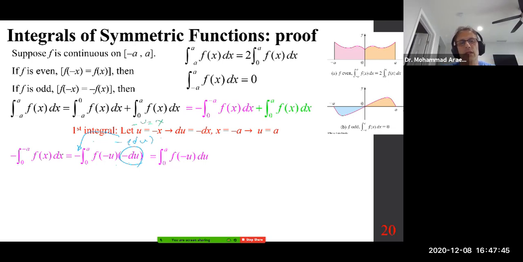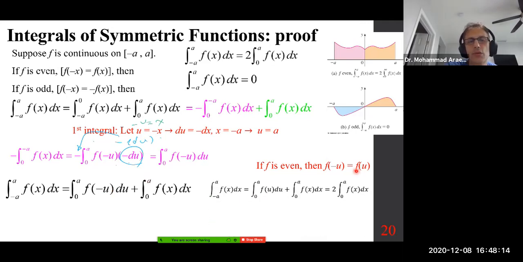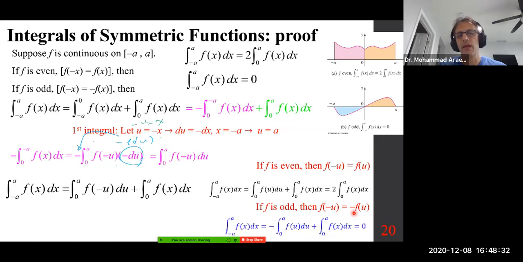All right, now what? It's either even or odd. So we know this is the answer, and now we are changing this answer to this one. If f is even, then f of minus u is the same as f of u, so we are going to replace this with f of u. And remember, u or x is a dummy variable. It really makes no difference if I put u or m or any other variable such as t, they become identical. There are two of them. On the other hand, if it's odd, you replace it with negative. They undo each other and you get 0. Believe it or not, this is the proof.